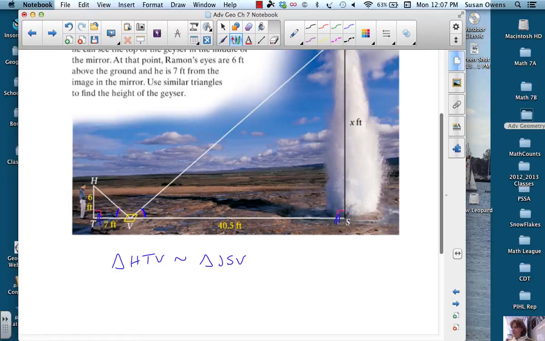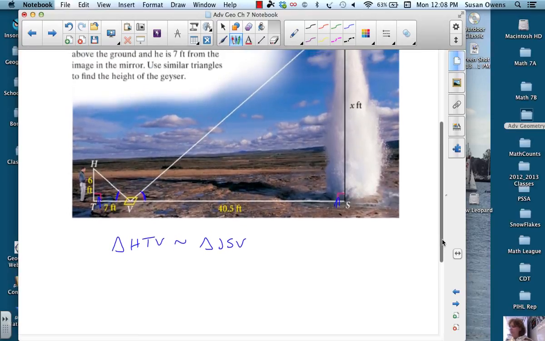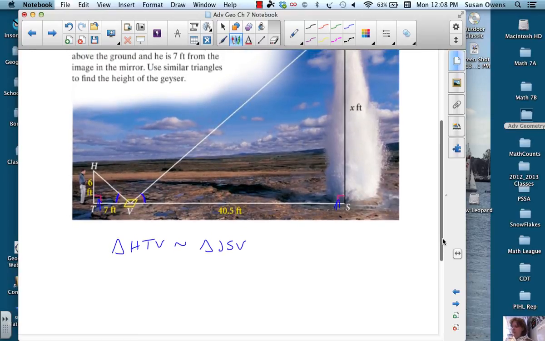So what we can do is set up a proportion between the two. Now again, I'm going to use this similarity and set it up the way they intend you to set it up. If you want to set it up in a different way that works, that's fine. But for this, I can take two sides that I know are corresponding. So I know this is 7 feet and I know this is 40.5 feet, and I can make a ratio of them. So 7 out of 40.5. And that has to be equal to the ratio of the two sides, one of which I know, one I don't know. So that would be equal to 6 over x.